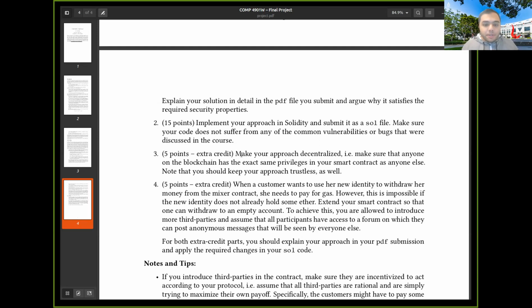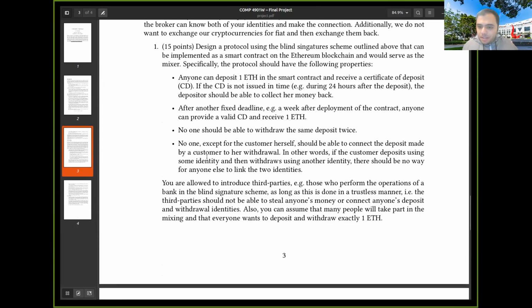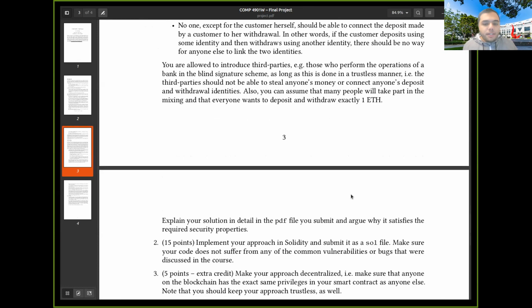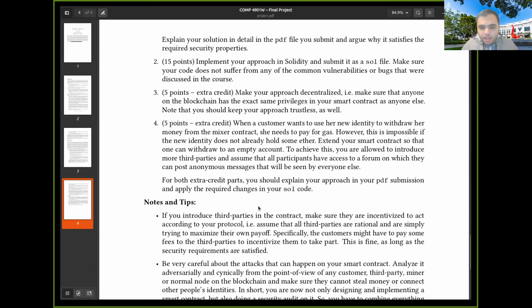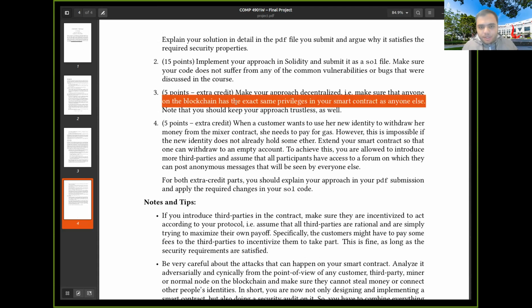Okay. So if you can do something like this, you will get 5 points in extra credit. And again, all the requirements stand. So it has to be trustless. So if you make it decentralized, but then the trade-off for making it decentralized is that you allow some of the banks or some of the other third parties to actually do some attacks, then you will not get any points for this part. Okay, so that's the first point here.